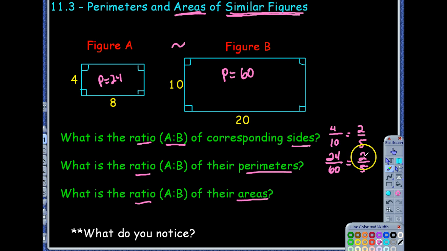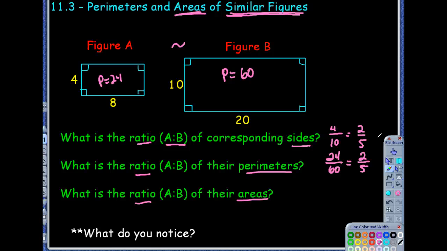We did explore that a little bit before, that the perimeter ratio is the same as the side length ratio, which is the same as the scale factor. So if you remembered that, you could have just bypassed finding the perimeter of those 2 figures and just said 2/5 is the ratio. So just remember that.